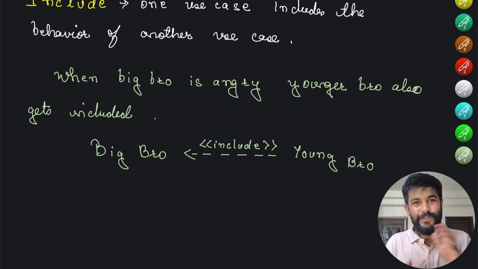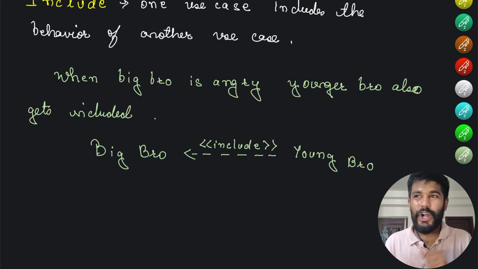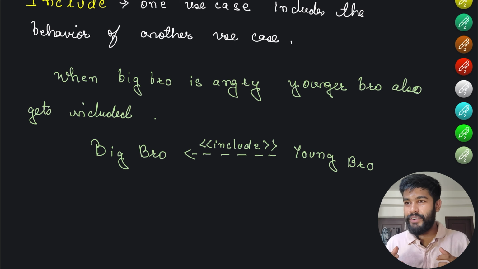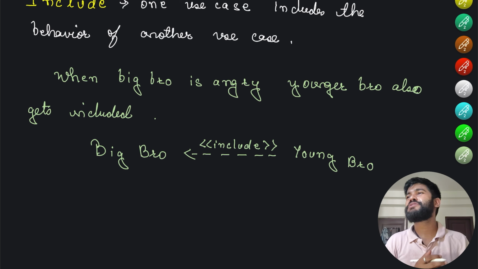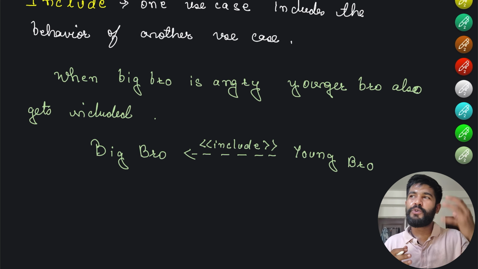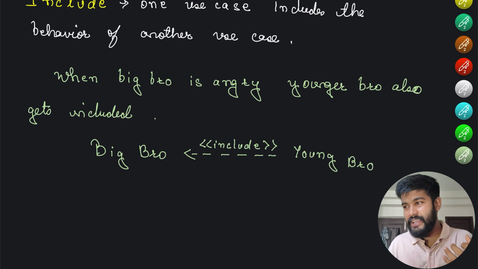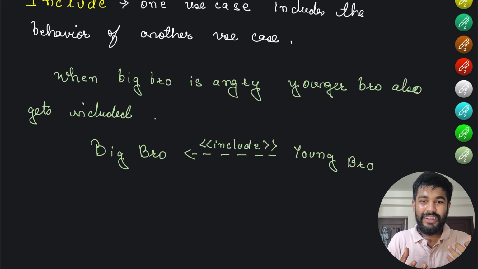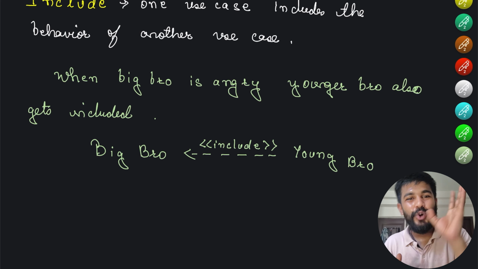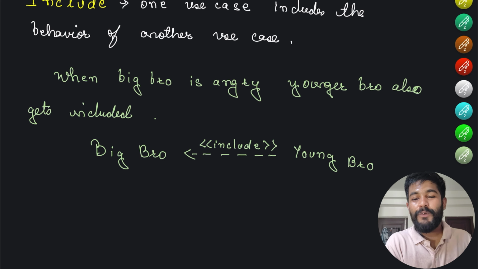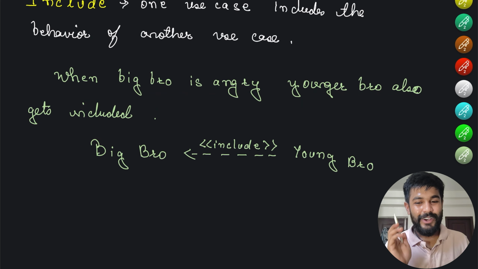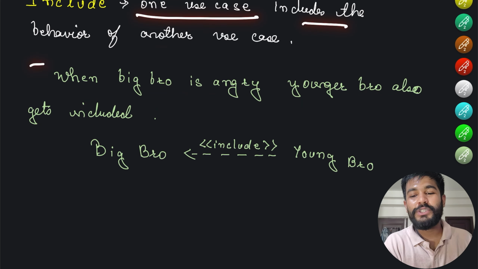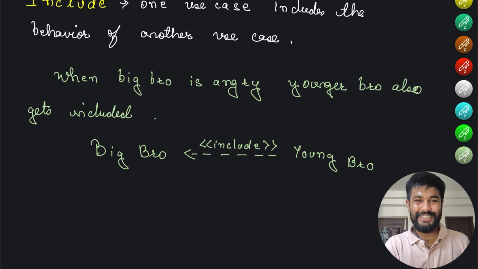I don't know how many of you have heard this in school, but I heard this a lot: whenever he is going through an emotional breakdown, his younger brother would be there for him. Remember? That is known as an include relationship. When the big brother is angry, the younger brother also gets involved in his life. So one use case includes the behavior of another use case.